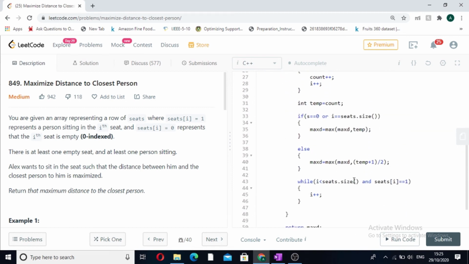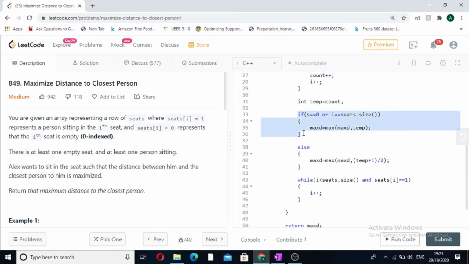So what we'll do, we will first check if our zero is present at either end of the array, that is, if the starting point of that continuous zero is 0, it means that it is present on the left hand side. And if the ending point of the continuous zero is equivalent to the array size, then it means that these zeros are present at the end of the array. So we will simply do maxD is equal to max of maxD comma temp, and temp is the total number of zeros.